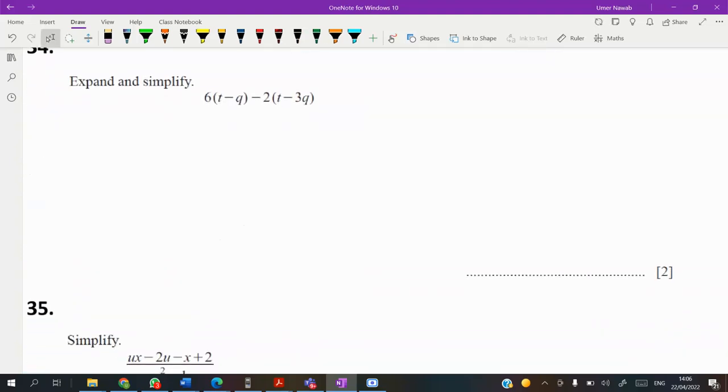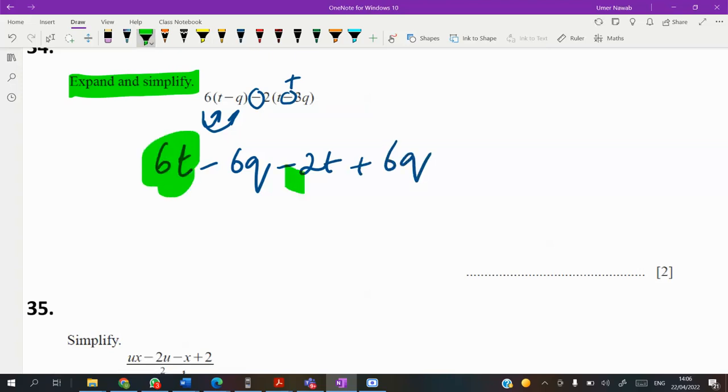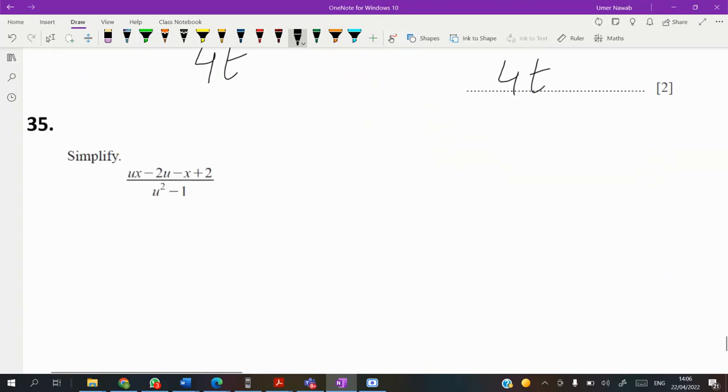Next, open the brackets because this is not a factorization question, this is an expansion question. So multiply 6t minus 6q. Oh, there's an outside minus sign, so this minus changes to plus. So minus 2t plus 6q, and like terms: 6t minus 2t will be 4t, and minus 6q plus 6q will be cancelled. So the answer is 4t.